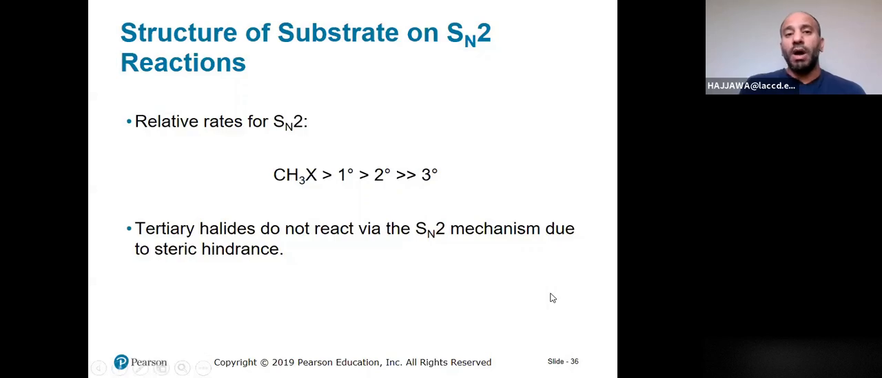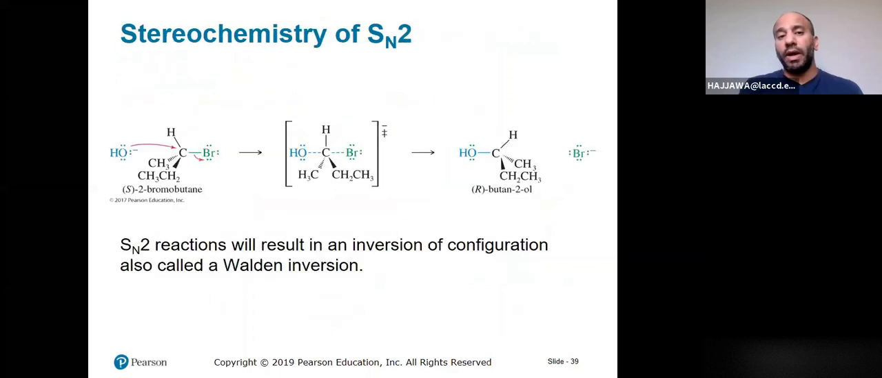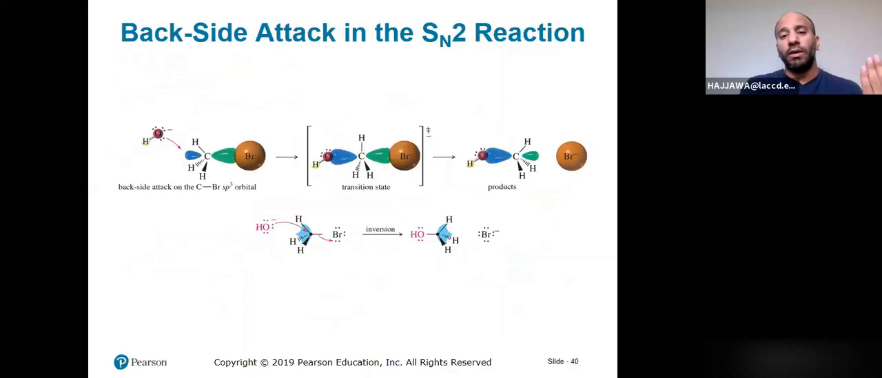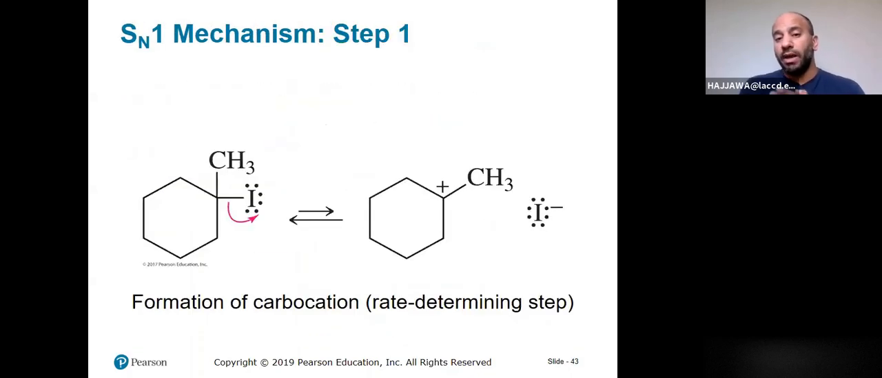It's important to keep in mind also the reaction rate when it comes to SN2 versus SN1. For SN2, we say the methyl X is faster than a primary, faster than a secondary, where the tertiary doesn't happen in those mechanisms. We've seen the relative rates and the justification for it, the mechanism approach. We've seen the SN1 and how the mechanism goes.